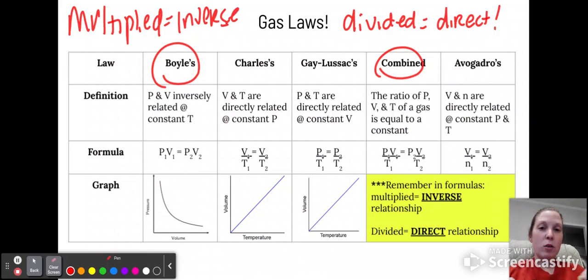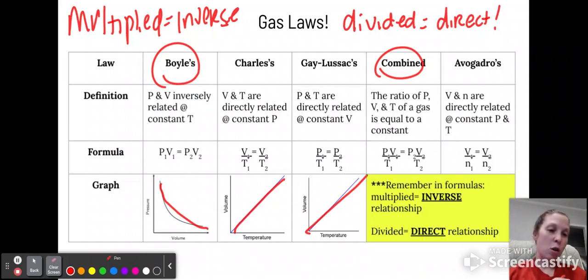We next have Gay-Lussac's, and he is looking at pressure and temperature when volume is constant, so they are also directly related. Notice that the inversely related graph is like one of your exponential decay graphs, whereas a linear growth is your direct relationship. When one goes up, the other goes up.